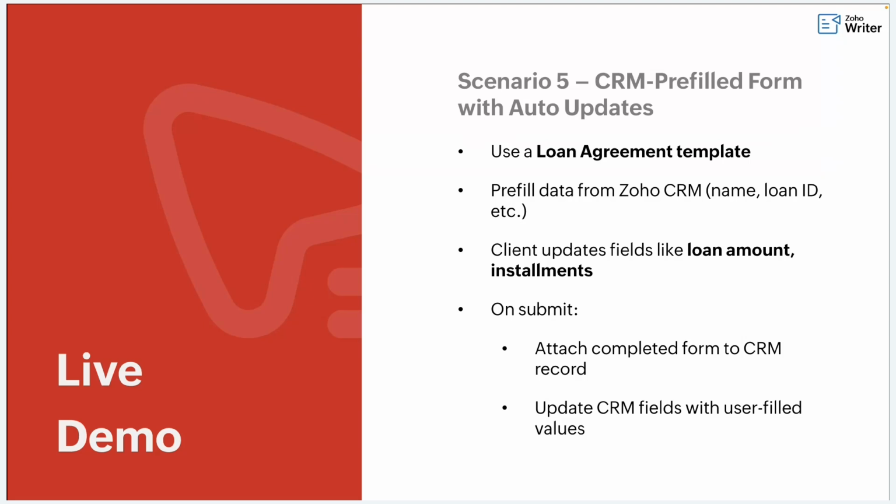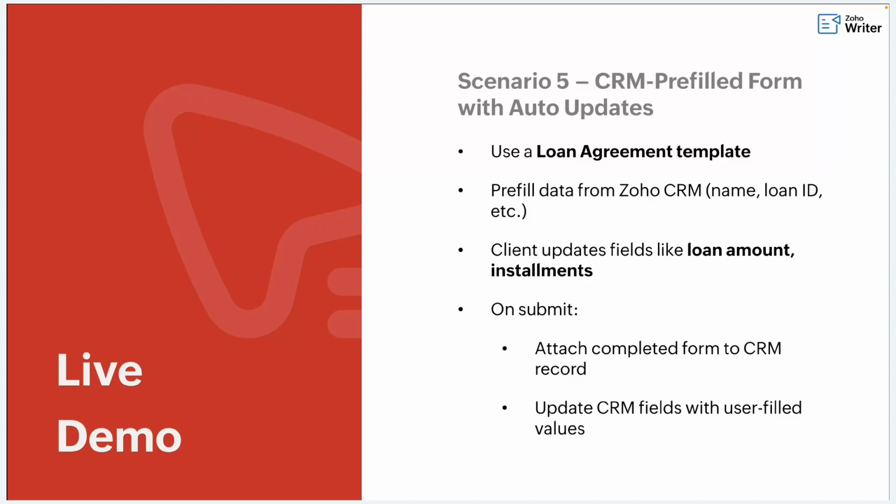This one is about integrating Writer with CRM using a fillable form. Can you walk us through how this can be applied in a real use case? Sure, Sini. Let's take an example of a loan agreement where we already have a CRM record for a customer, and their basic information like name, contact details, and loan eligibility are stored there. And now we want the customer to update some details on their own.